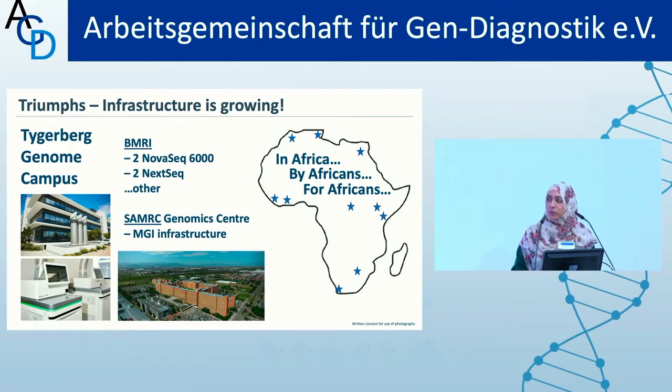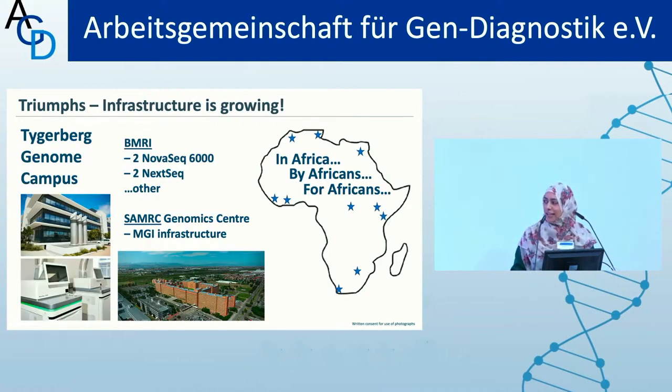I'm very blessed to be able to work on the Tygerberg genome campus. So the brown building is Tygerberg Hospital. It's very much a 1970s building from inside and out, but we're able to do genomics there and good clinical genetics. My lab is based in the BMRI, which is the building on the left, and we have support in terms of 2 NovaSeq 6000s, a couple of NextSeqs. Also on the campus is this SAMRC Genome Center. They've got MGI infrastructure, and so we're really building a hub for genomics at the southernmost point of Africa that can serve as a hub to support activities in the rest of Southern Africa.